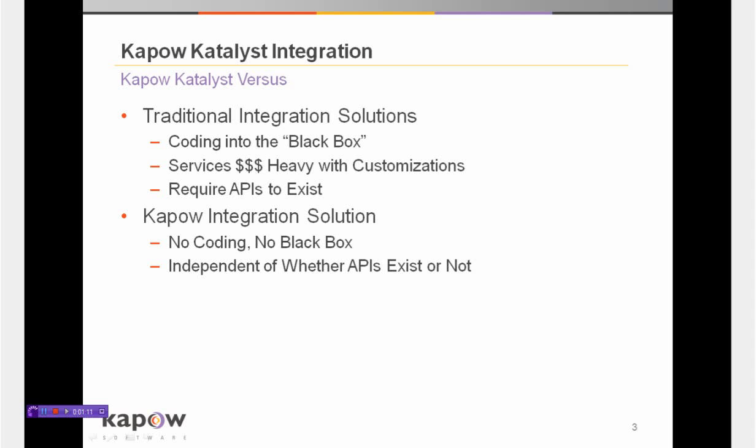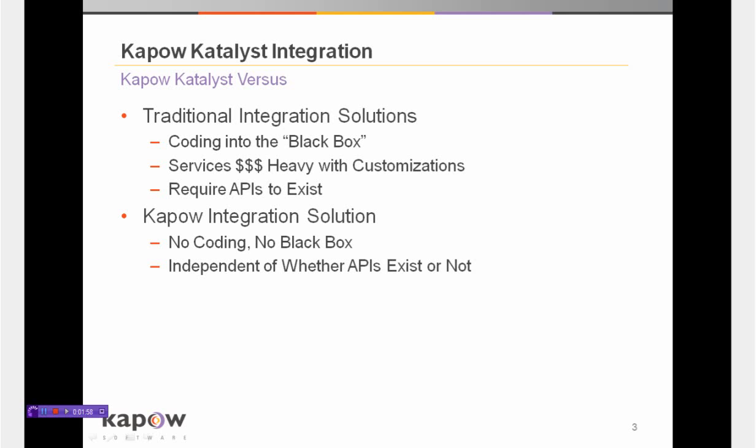Traditional integration solutions that don't utilize Kapow Catalyst generally involve the coding of connectors between systems. You know that when you purchase these connectors, you're purchasing software code, and generally it's a black box. So if either your source or target systems are customized in any way, then it becomes a services heavy exercise where you're going to have to pay services dollars to have somebody dive into that black box, recode it to work for your particular environment or your particular situation.